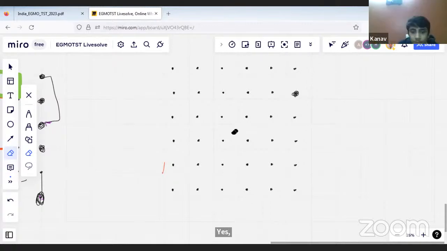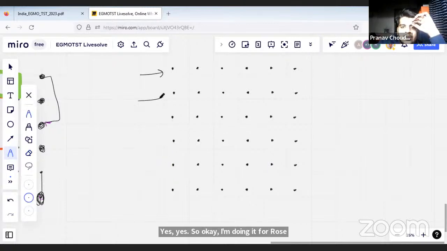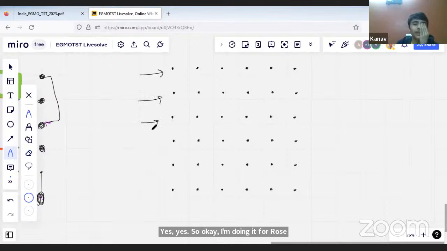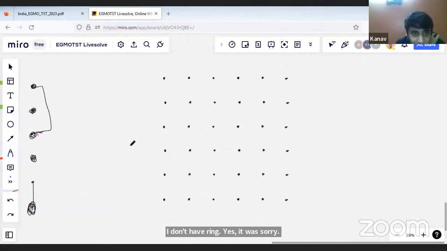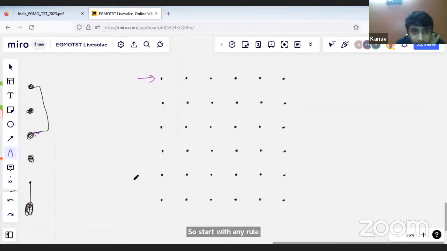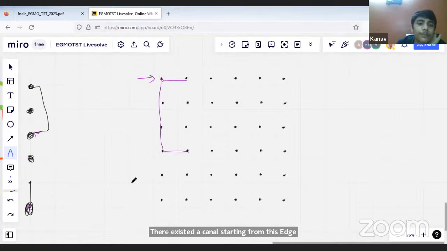Yeah, so okay, I'm doing for rows. Wait, row is this, right? Like the horizontal. Oh yes, I got row and column confused. Right, I don't have brain. Yes, rows are these. Sorry. So start with any row. There exists a rectangle starting from this edge. Yeah. Pairs off with some other guy. Sure. So you can pair off these rows. Yeah. Give some rectangle, unique.